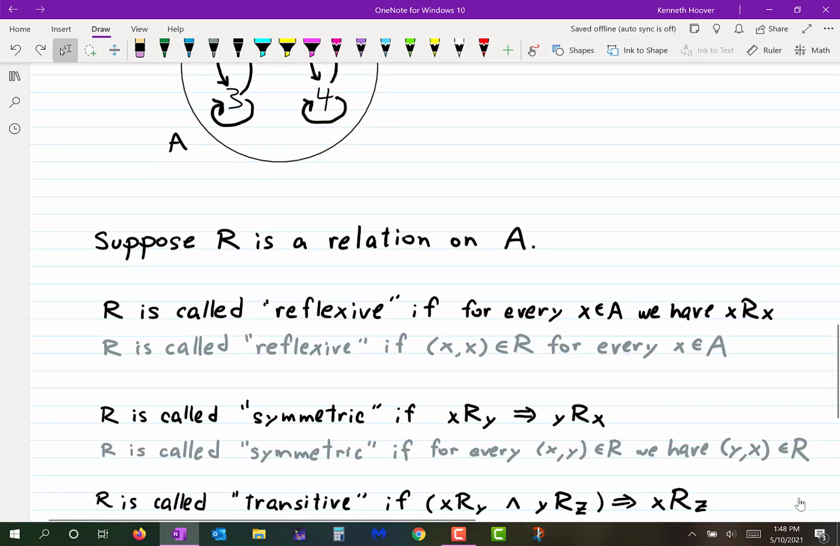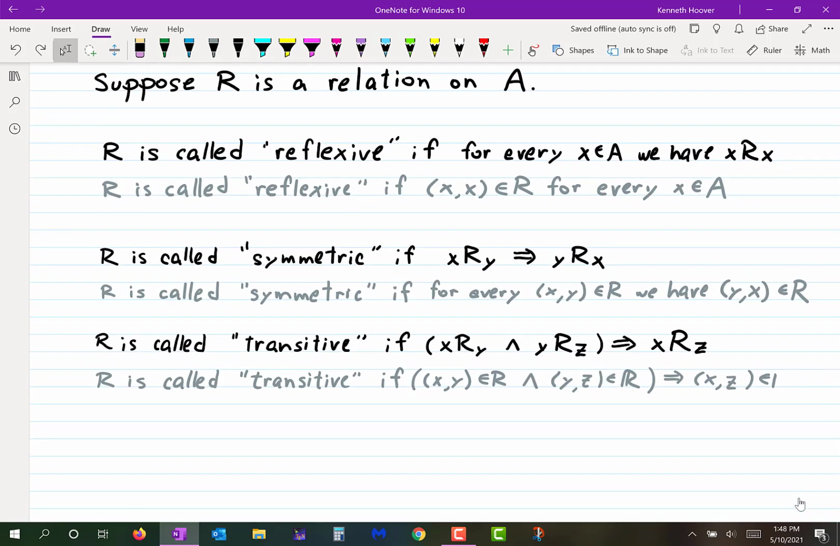Okay? Now, here's another word. R is called an equivalence relation.